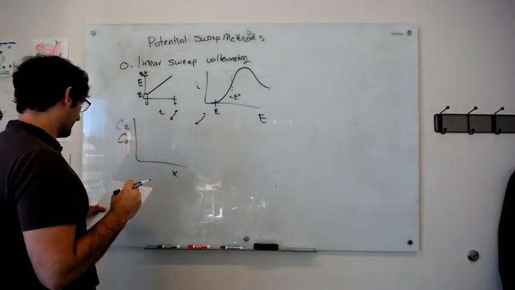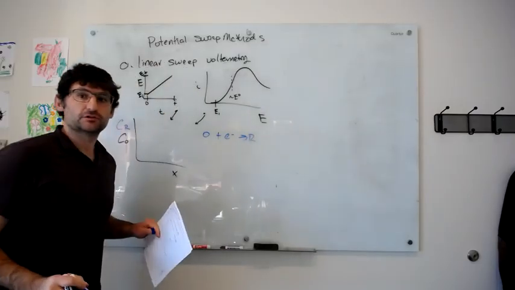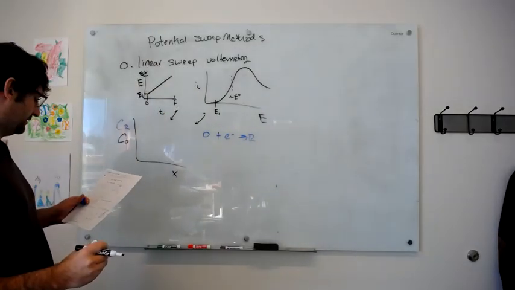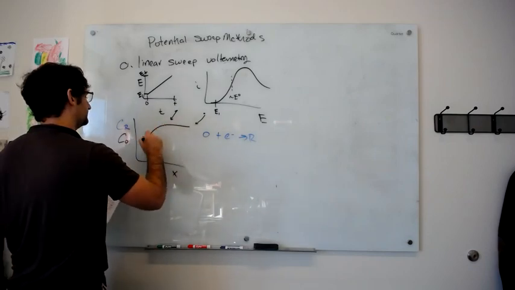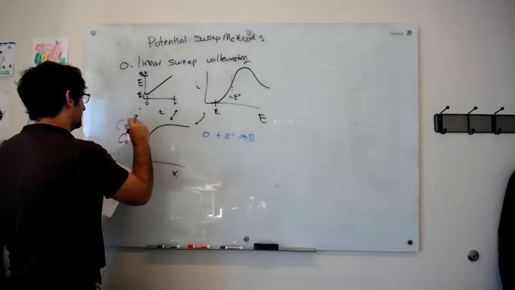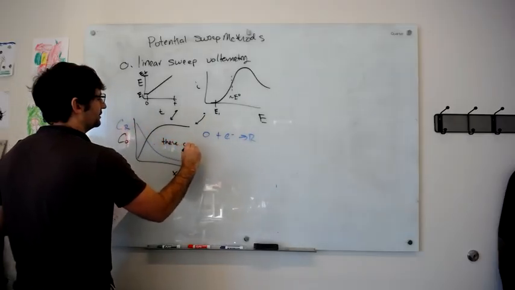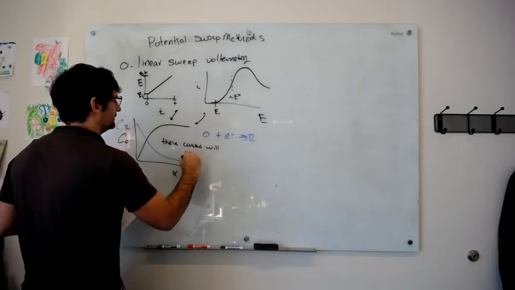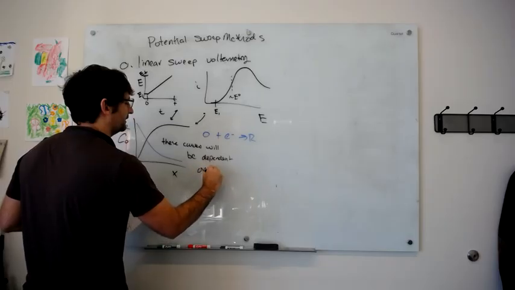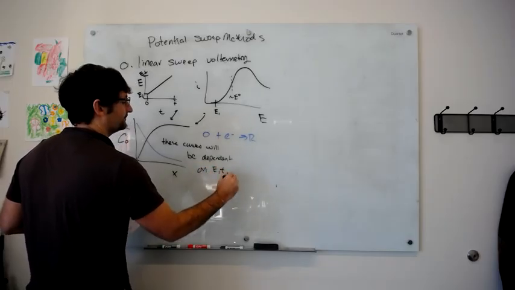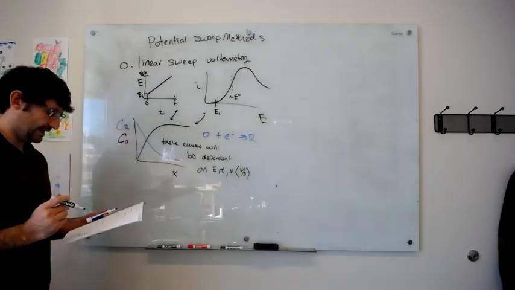So if we're driving a reaction, O plus an electron going to R, O will get depleted at the surface, R will get generated at the surface, and these curves will be dependent on the potential, the time, and actually the scan rate, volts per second. And we're going to see how that all works out.